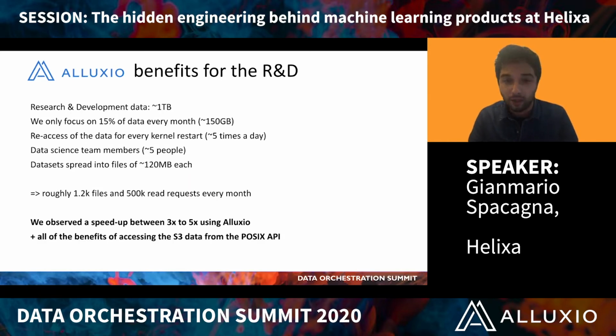The benefit of using this configuration is that if we do some quick calculation for a small team of data scientists, we would end up with more than 500,000 read requests every month to single S3 objects that are files. And using Alluxio, we observed a speed up between 3 to 5 times. So that was really helpful during the R&D.